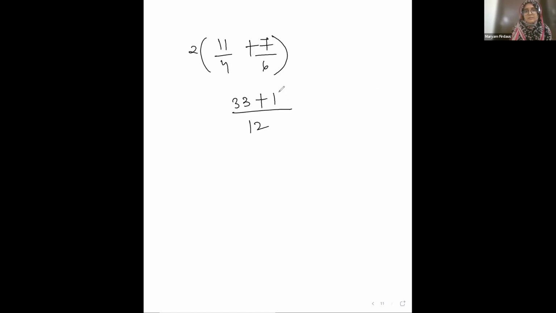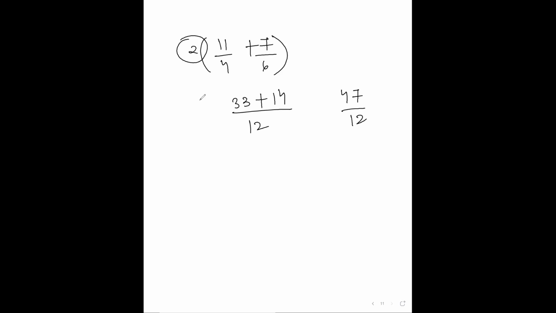Then it will be 47 by 12. Then we will convert it into a mixed fraction. Okay. Hiba, what happened to this 2? Oh, I forgot. Yeah. So this 2 and this 12 would get cancelled.